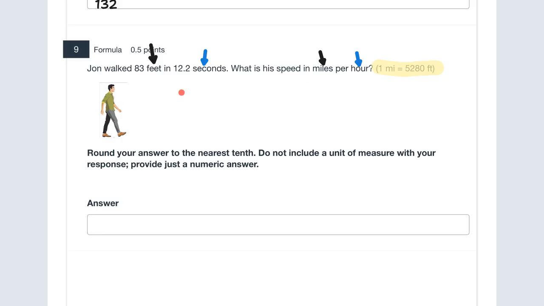So when we set this up, we start with what we're given, which is 83 feet in 12.2 seconds. So 83 feet in the numerator and 12.2 seconds is in the denominator. All right. I'm going to multiply this by something to change the feet into miles. So to get the feet to cancel, I'm going to have 5280 feet in the denominator of the fraction and 1 mile in the top.